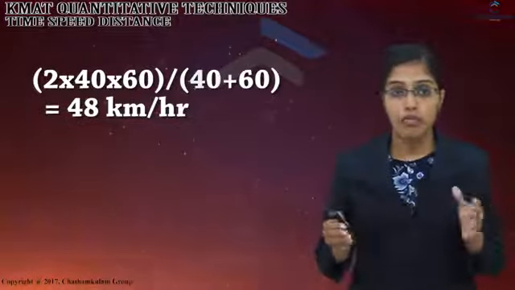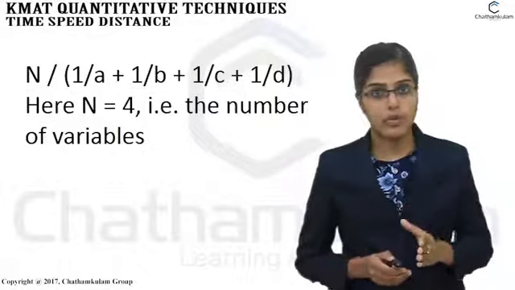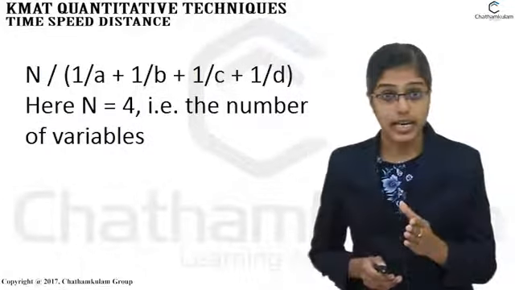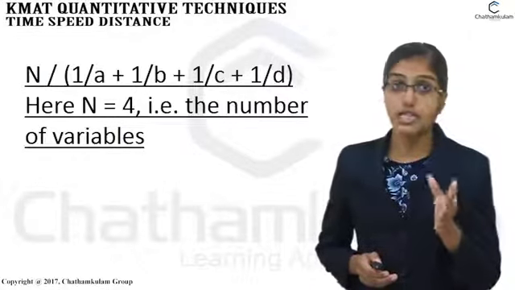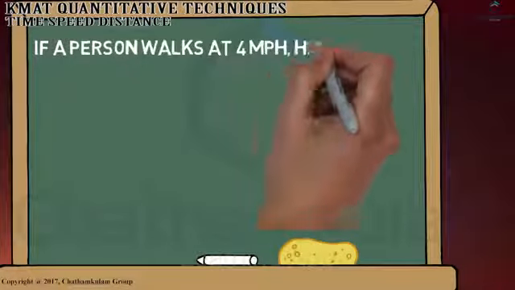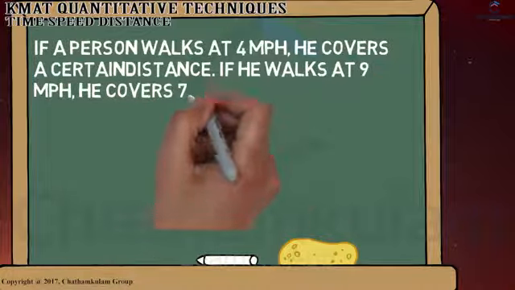If we have to find the average of more than two speeds, average speed will be the harmonic mean of all such speeds. So n divided by 1 by a plus 1 by b plus 1 by c plus 1 by d. Here n is equal to 4. That is the number of variables. Our next example is that if a person walks at 4 miles per hour, he covers a certain distance.